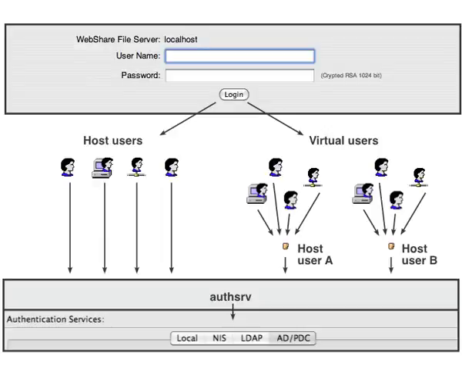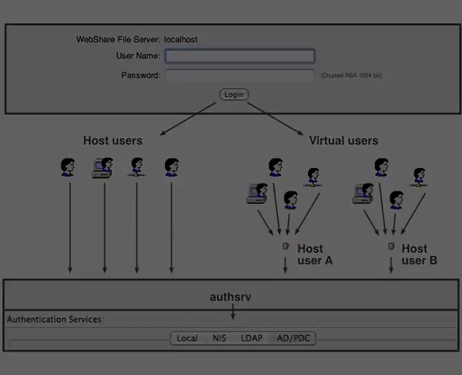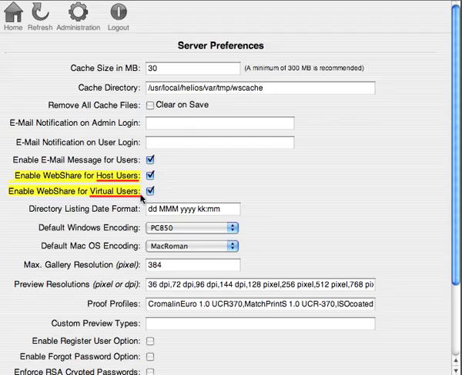Virtual users can be enabled to allow other users to log into WebShare, where for security or convenience, it is not desired to add them as host users. Virtual users are mapped to a host user and are limited to the access rights of that host user. So, many anonymous or occasional users could be created as virtual users and mapped to a single host user. By default, virtual users are enabled.